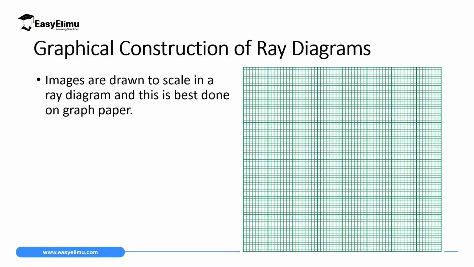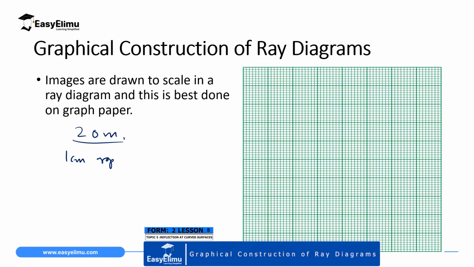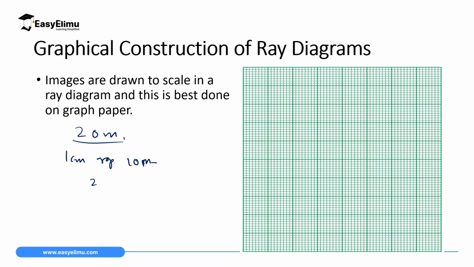Drawing to scale means you can compress your scale such that it can fit the graph that you have. Like in this case, if you have an object of height 20 meters, you cannot draw 20 meters on this small graph. What you can do is use a scale like 1 centimeter represents 10 meters. So in this case, we are only going to use 2 centimeters to represent 20 meters. That is a vertical scale, because images are always vertical.